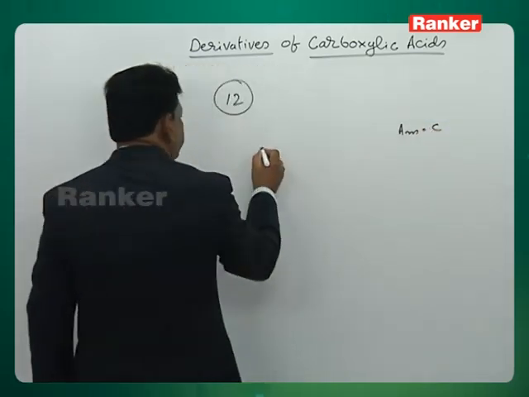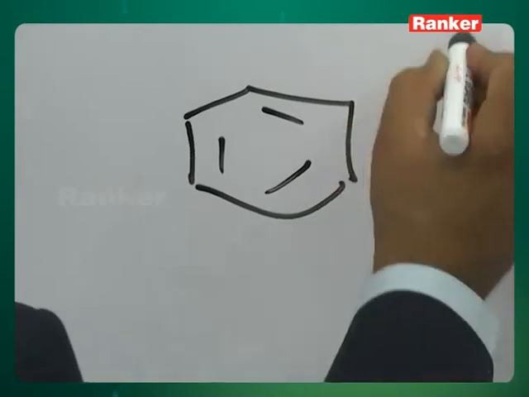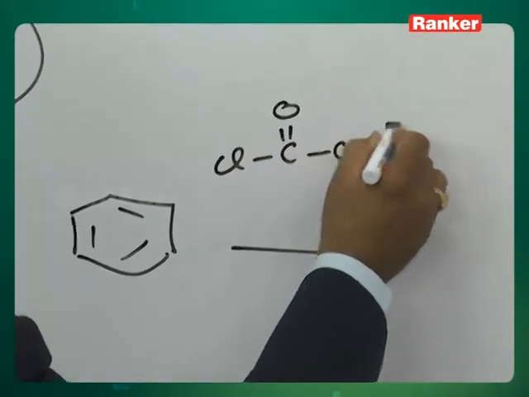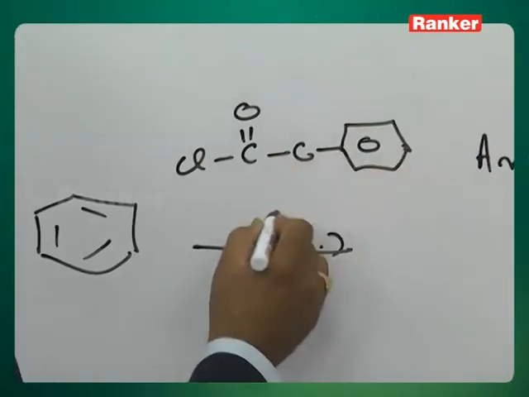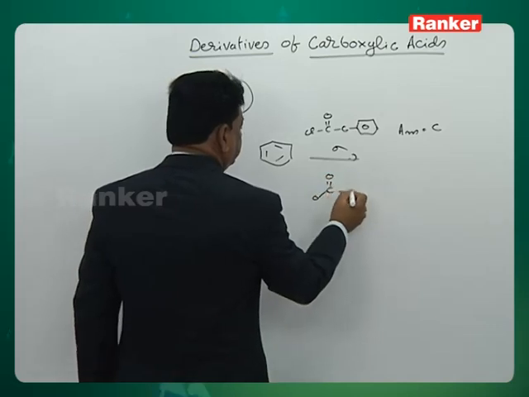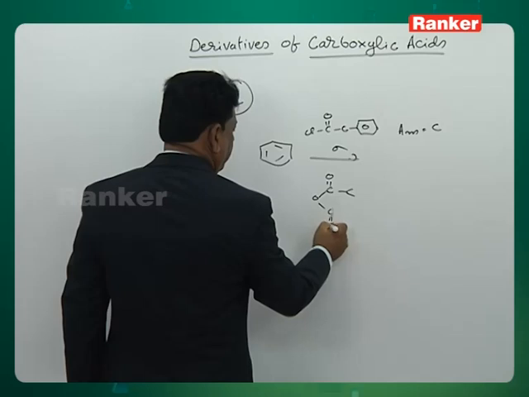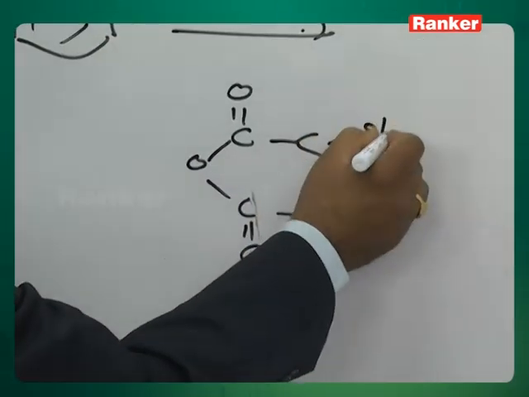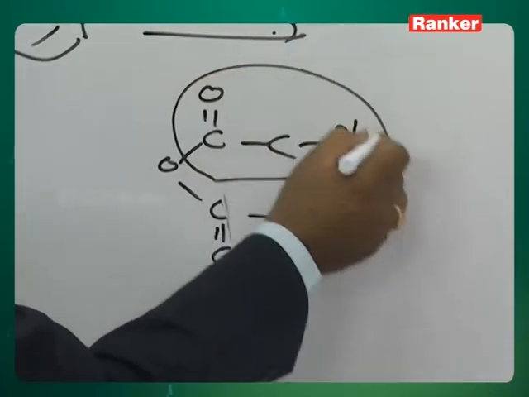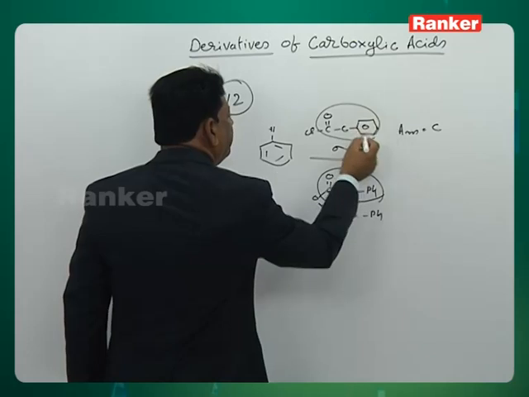So here what is happening, benzene is treated with the acid chloride, or you can also take the anhydride form. Either one you can take. In this case also this group will be inserted in the place of hydrogen. In this case also this will be inserted.